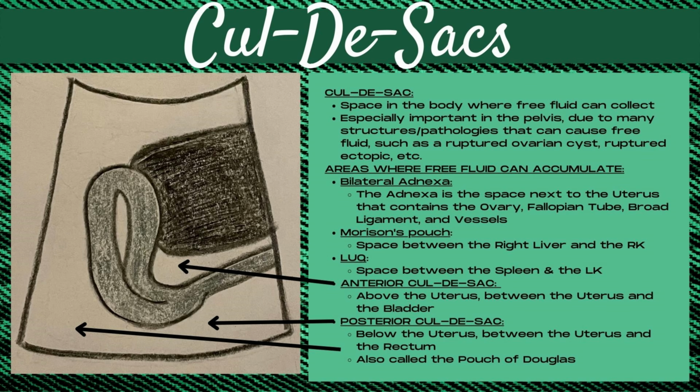Back down in the pelvis, we've got the anterior cul-de-sac, and you find this above the uterus, between the uterus and the bladder, and the posterior cul-de-sac, and this is found below the uterus, between the uterus and the rectum. This is also known as the pouch of Douglas, and this is the most common site for free fluid in the pelvis because this is a very dependent portion of the body.